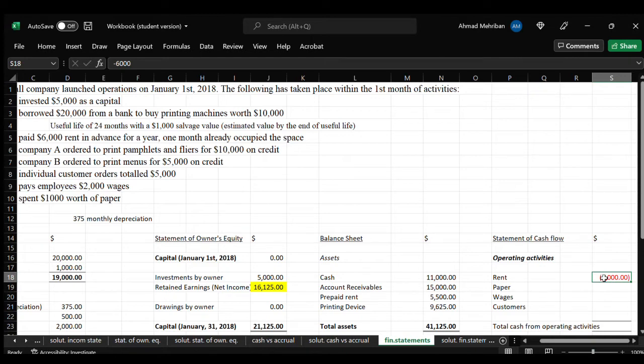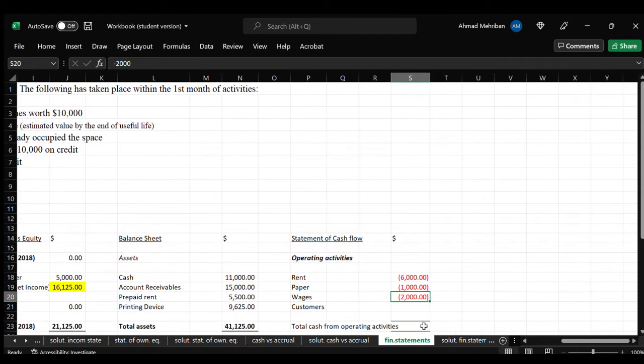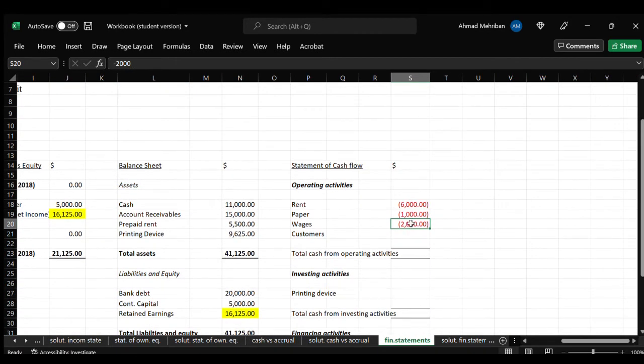So we paid $6,000 worth of rent, so we recorded negative 6,000 because this is an outflow. The next one is 1,000, again a negative number because it's an outflow, we record it under the paper. The wages, we paid 2,000. Maybe I should have moved it more here so you can see we paid $2,000 of salary to employees. So again, it's an outflow of cash, 2,000, and it's negative.